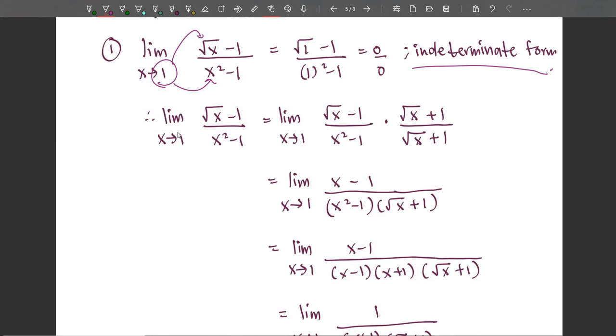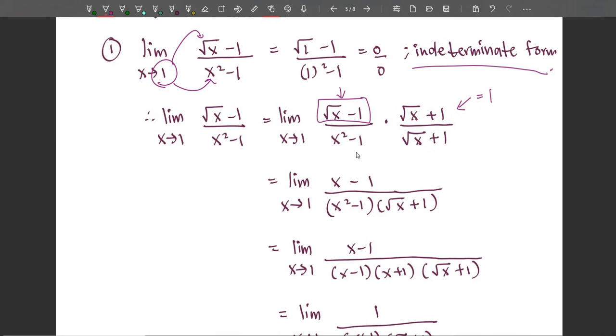And next, we need to multiply it with the conjugate. Here our numerator involves a radical. So that means we need to multiply with the conjugate of the numerator. It will be root of x plus 1. We need to write root of x plus 1 over root of x plus 1 because this will be a multiplication to our equation. Any such fraction should be equal to 1. So that's why we need to write it like this.